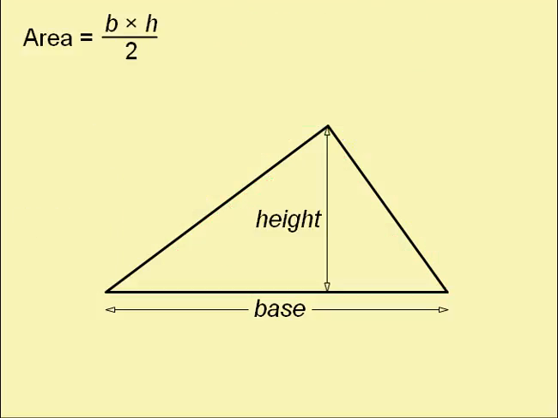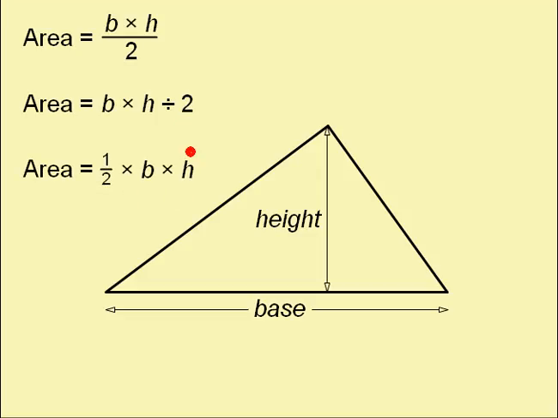This formula for the area of a triangle is more commonly written like this, or this, or this. These three all mean the same thing. Each time we're doing half of the base times the height. Throughout this clip, I'll be using this version. It's really important that you memorise one of these for yourself because this formula is not given to you on the exam.